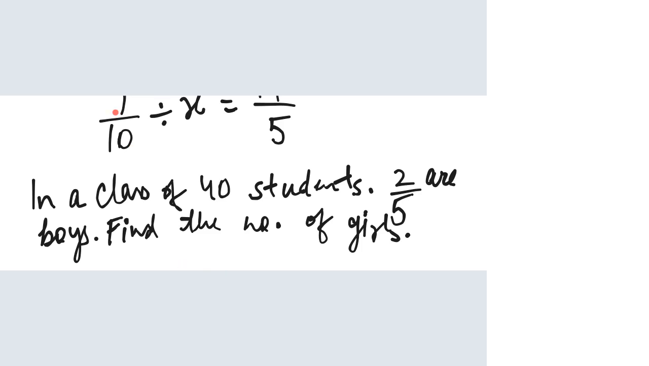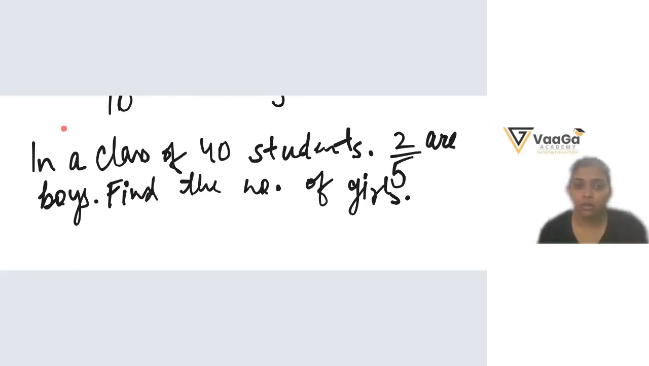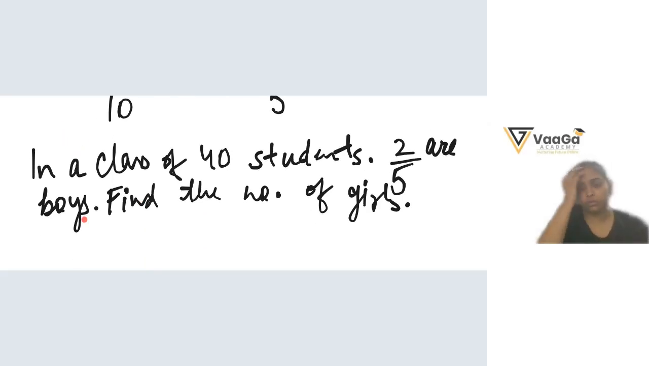Ma'am, 98 by 50. Okay, and can we reduce it to the simple form? Ma'am, 49 by 25. Right, very good. Try the next one. See, I have written one more question. First, read the question and tell me how will you solve it. What will be the approach?